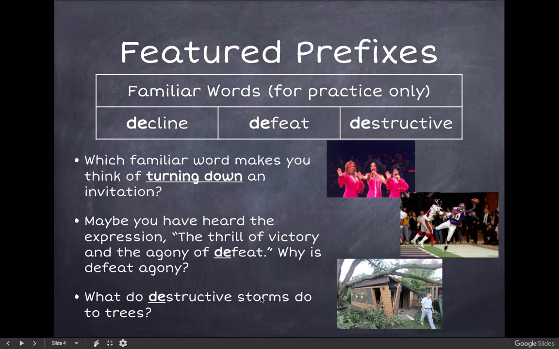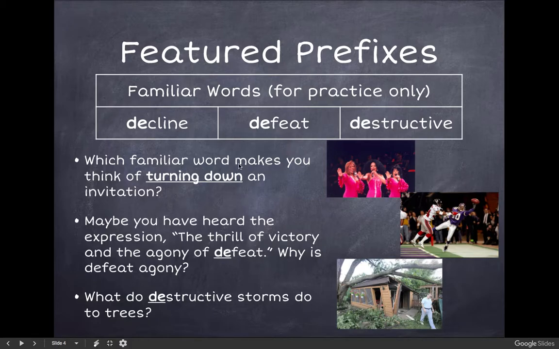What do destructive storms do to trees? Again, look at your 3 words up here. Which word applies? Or which word will help you know what destructive storms do to trees? So, pause and write your response on your whiteboard.